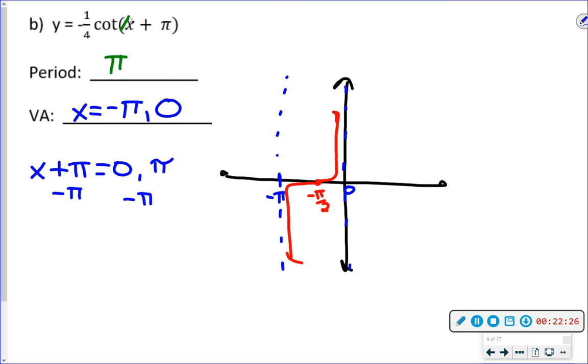I'm going to do it to the right-hand side, so I'm going to add pi over... and positive a half. So there's that's tan and cotan.